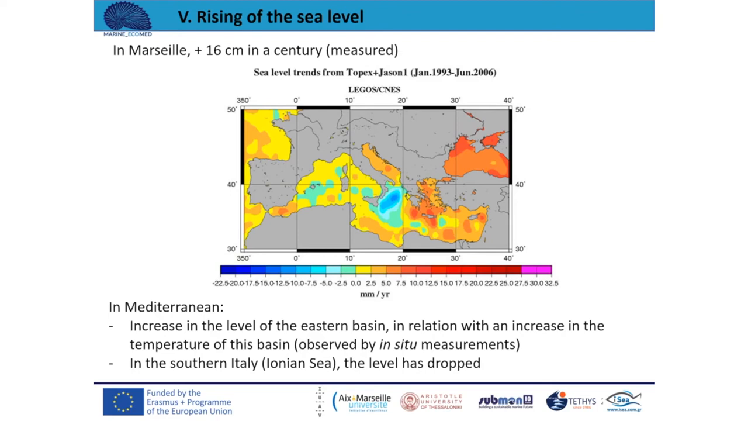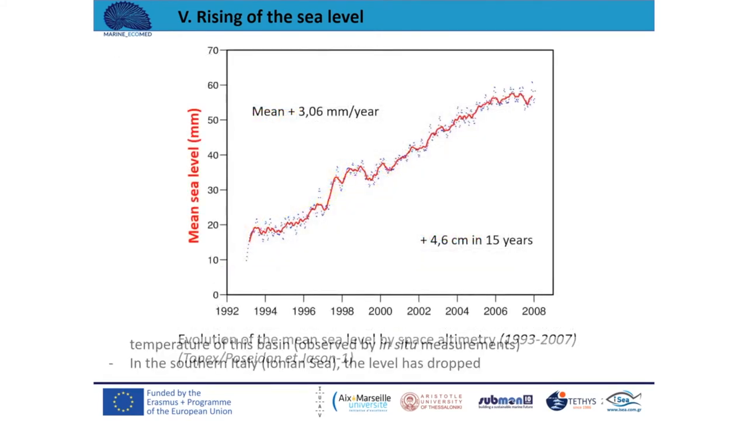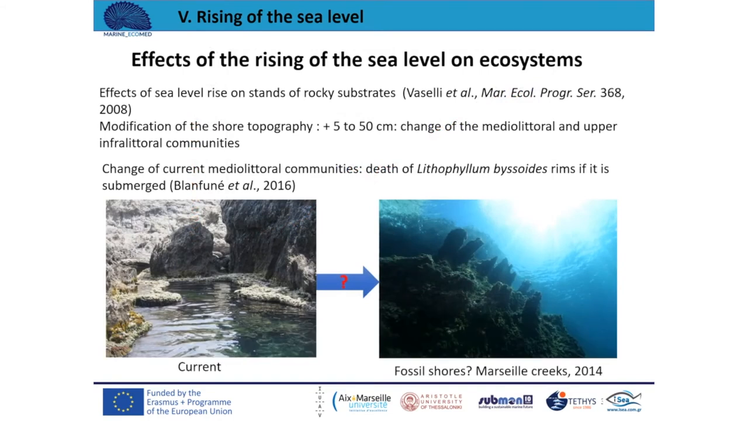We observe an increase of the level of the eastern basin in relation with an increase of the temperature of this basin. But in southern Italy, the level has dropped. In the whole Mediterranean Sea, the rise is on average 3 millimeters per year. What are the effects of the rising of the sea level on ecosystems?